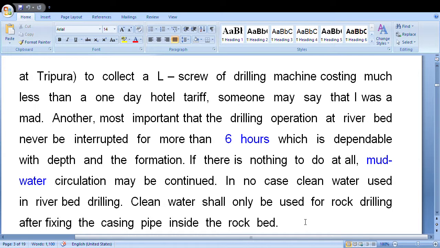Because another important aspect, normally at the river bed, we are getting loose sandy deposit up to a reasonable depth, and thereafter some coarse grain sand. So the collapse of the hole using clean water is 101% sure. So to avoid that wall collapse, always we should use mud water instead of clean water.